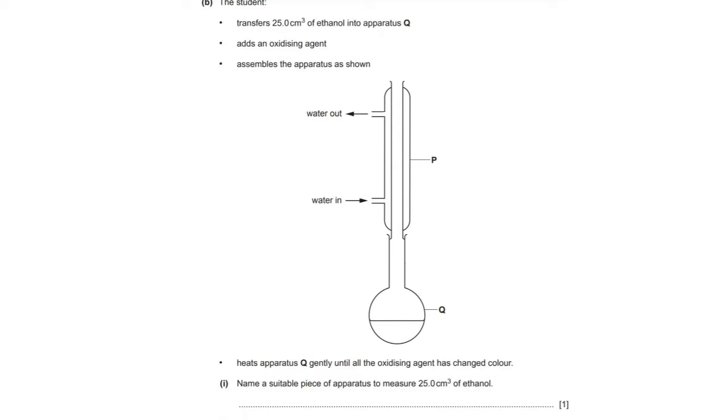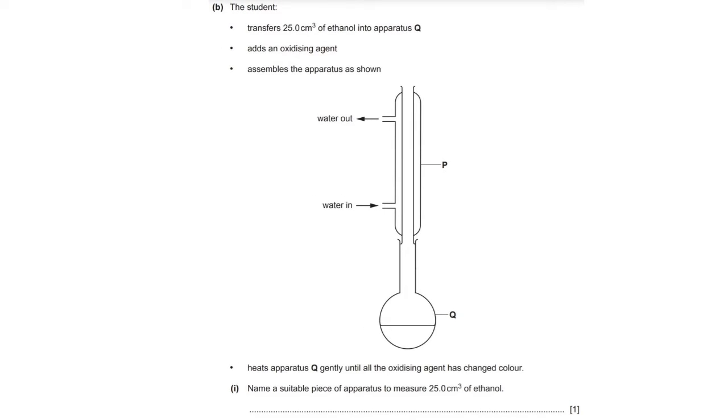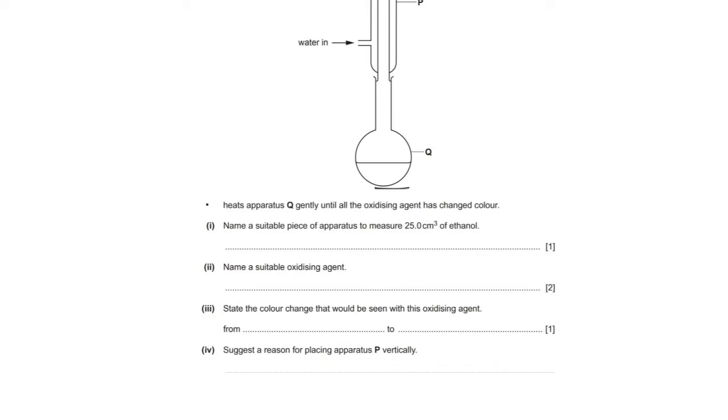Again, in the B part, the student transfers 25 cm³ of ethanol into apparatus Q. This is Q, the round bottom flask. Then it adds an oxidizing agent and assembles the apparatus as shown. So what exactly is he asking you? Name a suitable piece of apparatus to measure 25 cm³ of ethanol. When you see 25 cm³, it's mostly going to be a pipette. A pipette is basically used to transfer liquid from one container to another. So you can simply write pipette here.